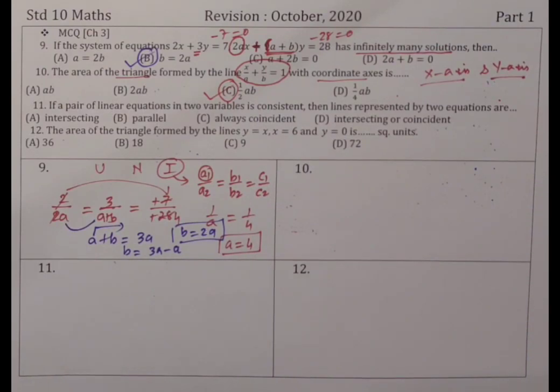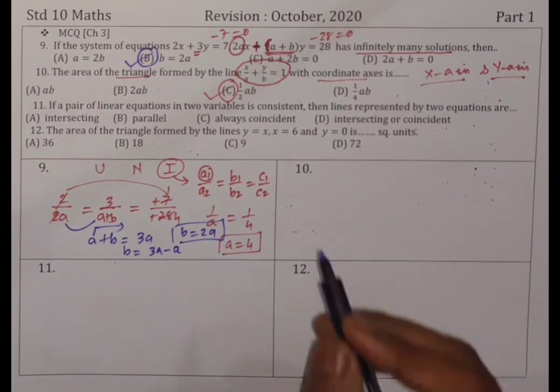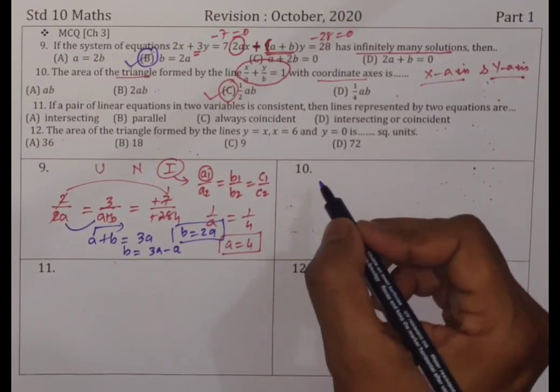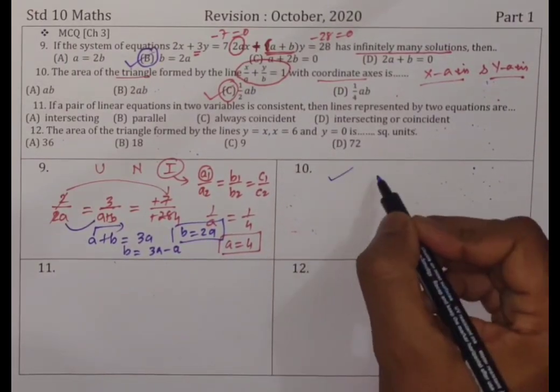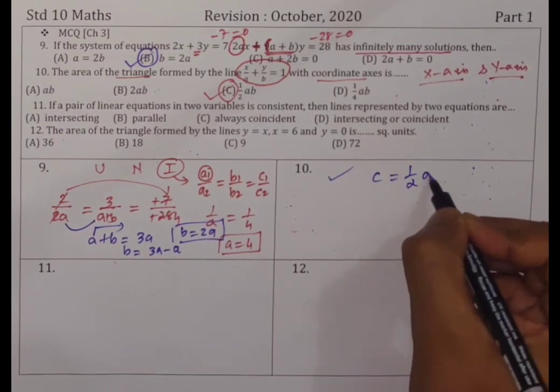I hope you understood. It is tough, no doubt, because you have to draw the graph. Alright, let's move on to the next one. Number 10, that we have done. Okay, that we have done. Answer is C, half.